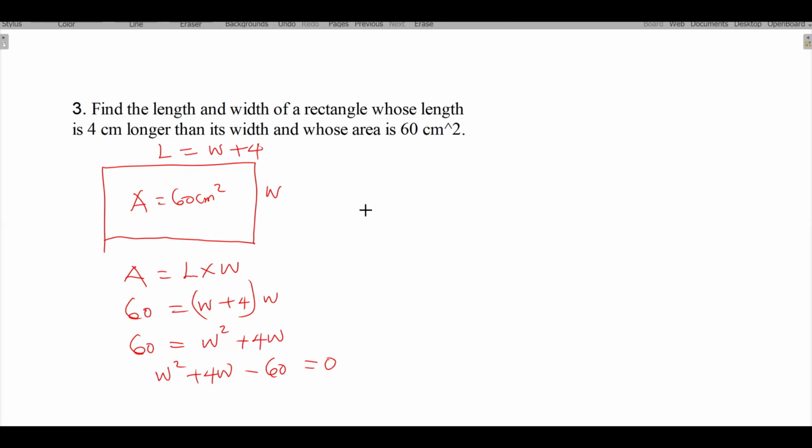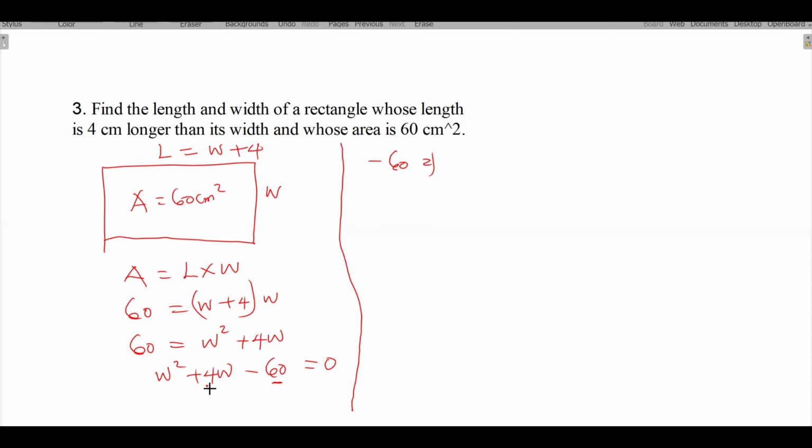Now, this leads us to factorization. You can use the method of factorization. You can use completing the square or the formula. I think factorization is faster here. Now, we are looking for the factors of 60 that when we add them, they will give us plus 4. Now, we are able to do that because the coefficient of our W squared here is 1. That's why we are using 60 straight. Minus 60 rather.